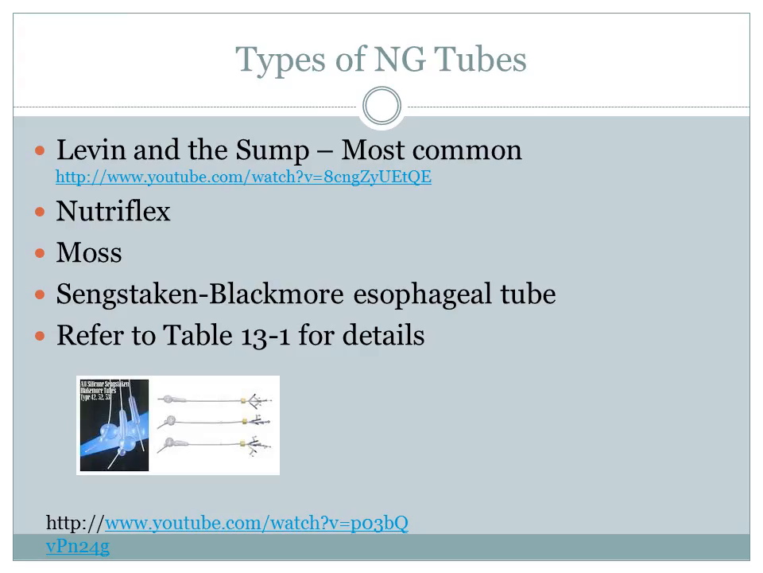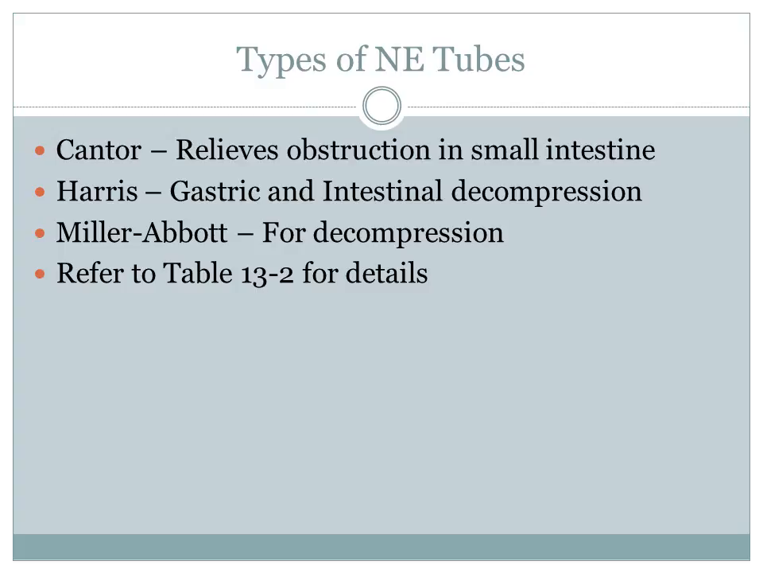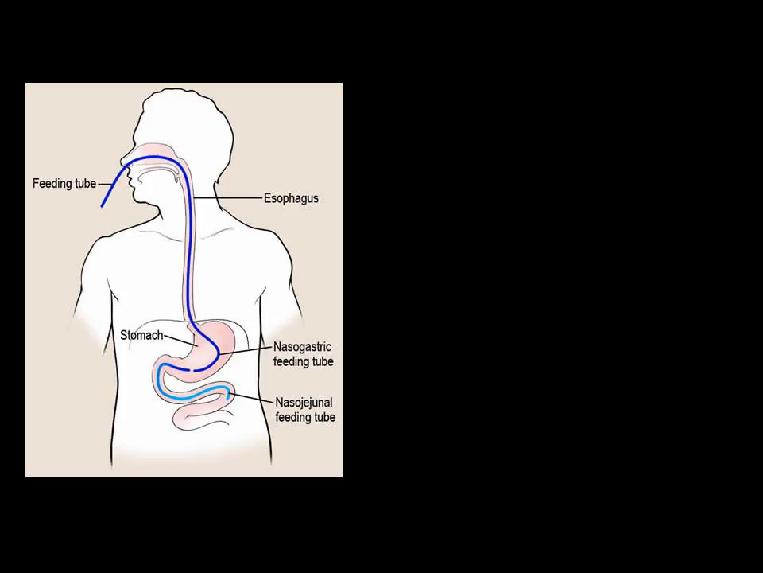Types of NG tubes: Levin and the Salem Sump, which is the most common, Nutriflex, Moss, Sengstaken-Blakemore, esophageal tube. Refer to Table 13-1 for details. Types of NE tubes: Cantor, relieves obstruction in the small intestines. Harris, gastric and intestinal decompression. Miller-Abbott, for decompression. Refer to Table 13-2 for details. Again, it is important to know which type of tube does what.